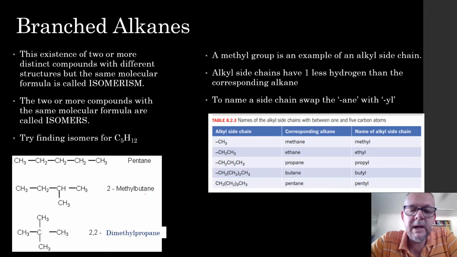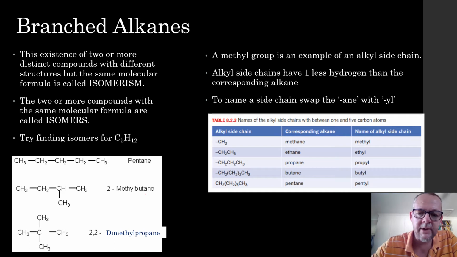Okay, now sometimes these backbones may have branches off them, and these branches we call an alkyl group. The existence of 2 or more distinct compounds with different structures but the same molecular formula is called isomerism. So 2 or more compounds with the same molecular formula are called isomers. Now, if I have a look at pentane, which is C5H12, I can have a variety of different structures that exist as C5H12. The first and most obvious one is just a straight line carbon chain, and that's going to be C5H12, a 5 carbon backbone, so we'll call that a pentane.